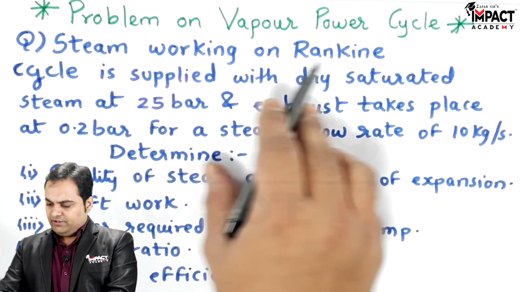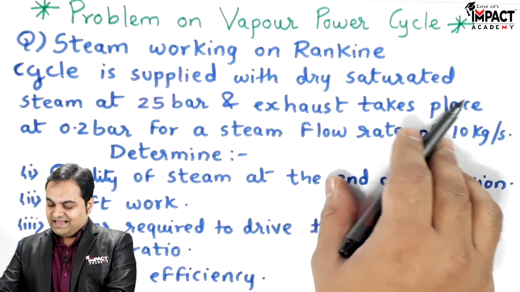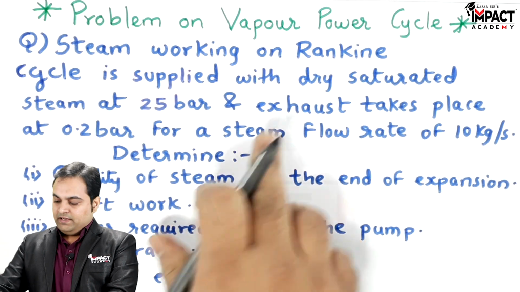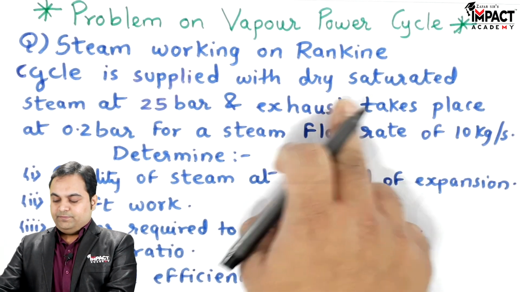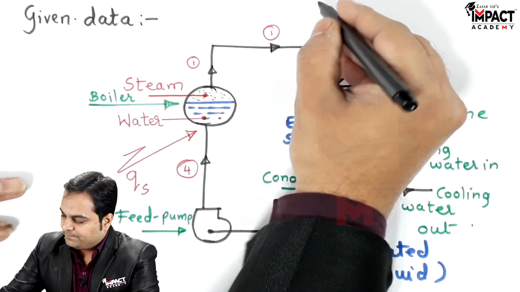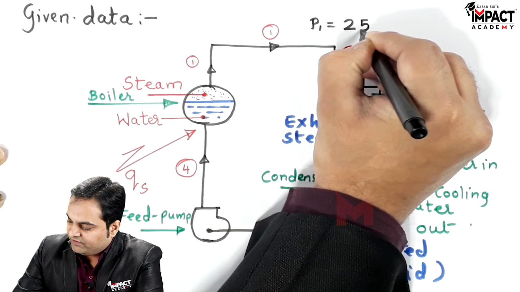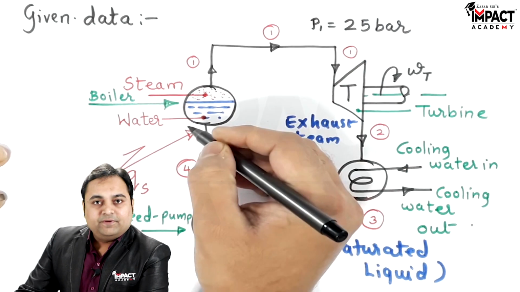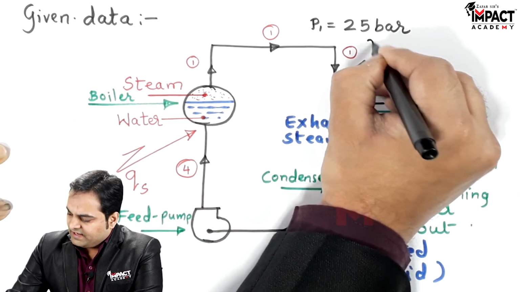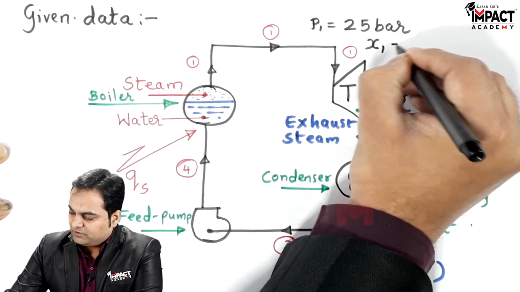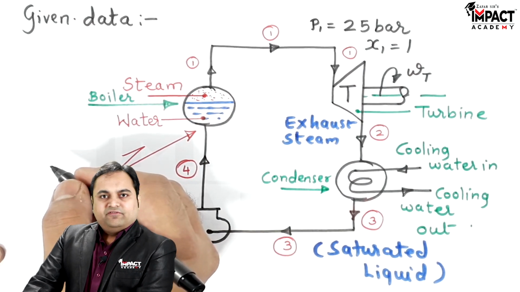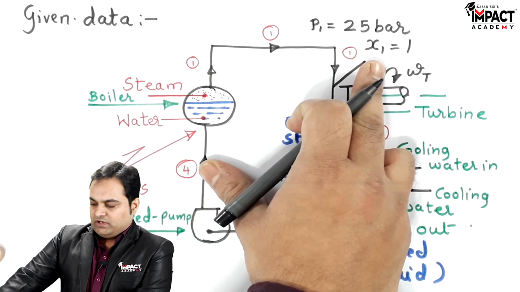So steam is working on Rankine cycle, supplied with dry saturated steam at 25 bar. So the steam is supplied by the boiler, and it is dry saturated given. So it means the steam is 100% dry. Pressure is 25 bar. So at point number 1, steam is having 25 bar pressure, and since it is mentioned that the steam is dry saturated, so the dryness fraction of the steam at point number 1 will be equal to 1, because the steam is completely dry. If it would have been a wet steam, then the dryness fraction would have been less than 1.